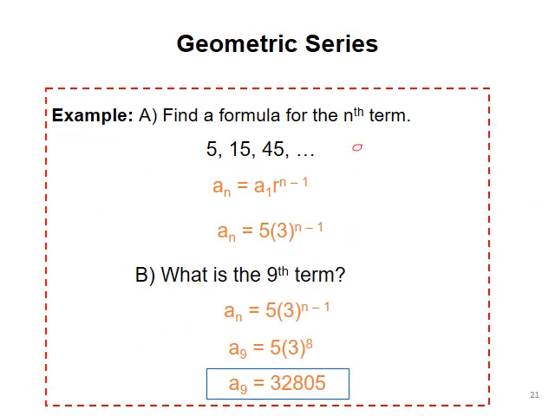A equals 5, R equals 3, then we need to substitute 5, 3 to the power n minus 1. This is the new formula for this geometric progression. Now he asked me what is the 9th term. 9th term, it means n minus 1, it means 8. 9 minus 1, 8. We do the calculation using the calculator.